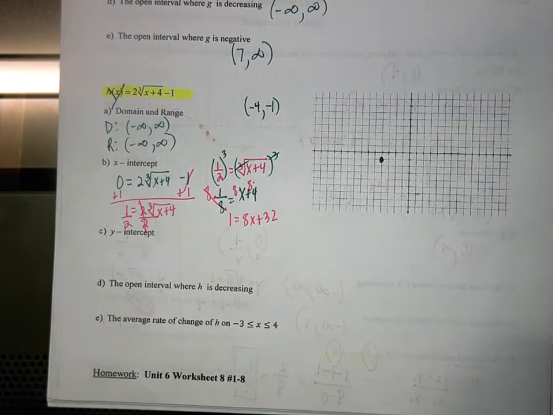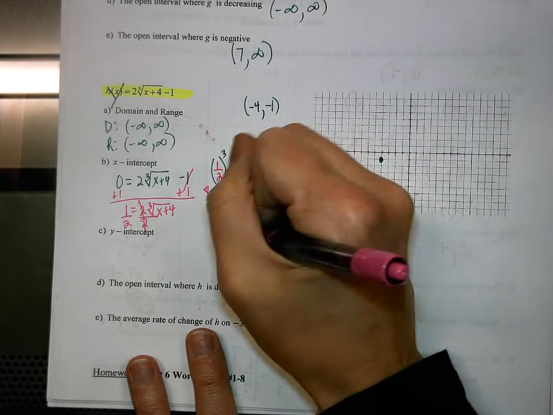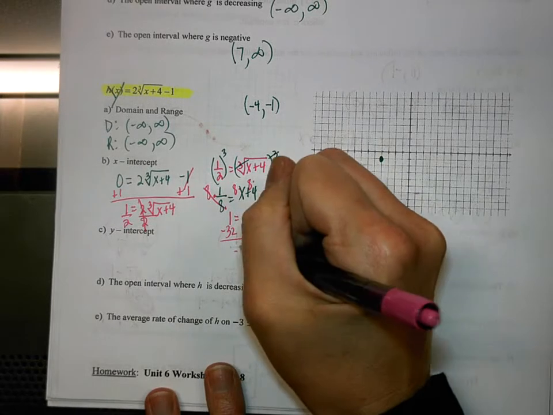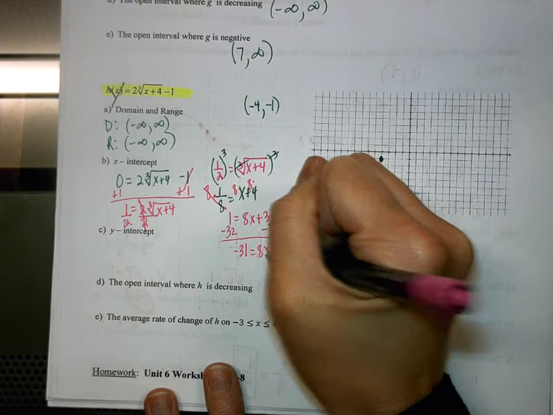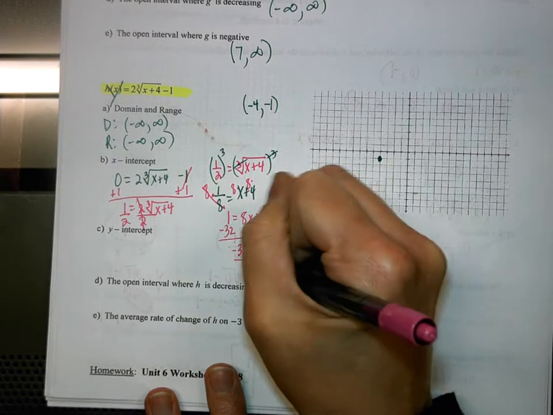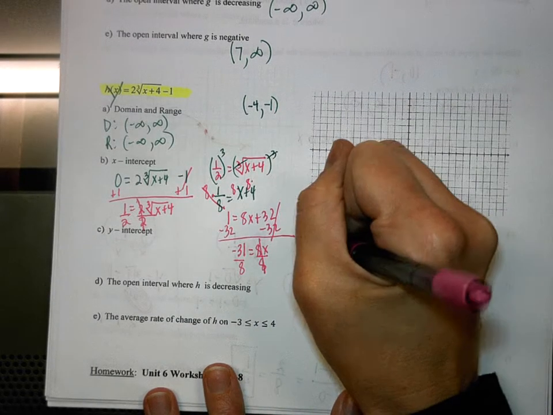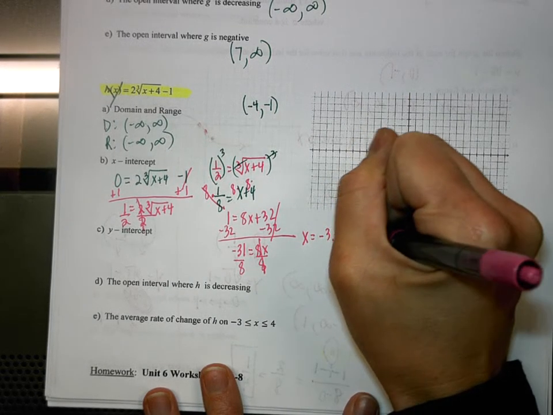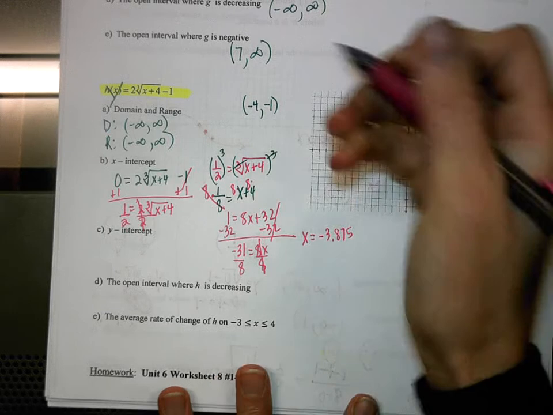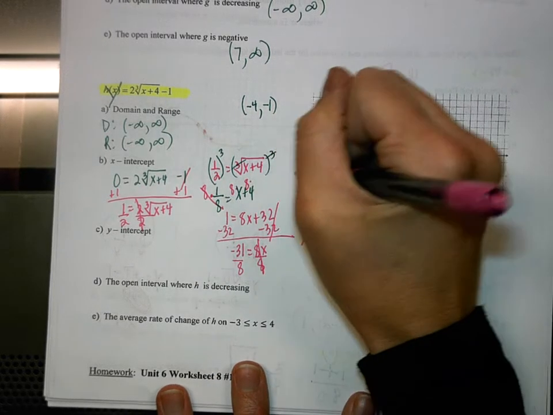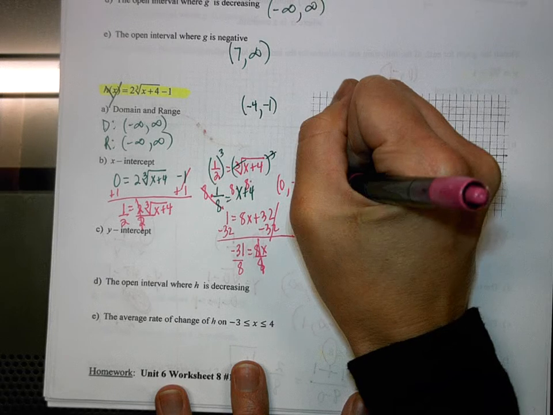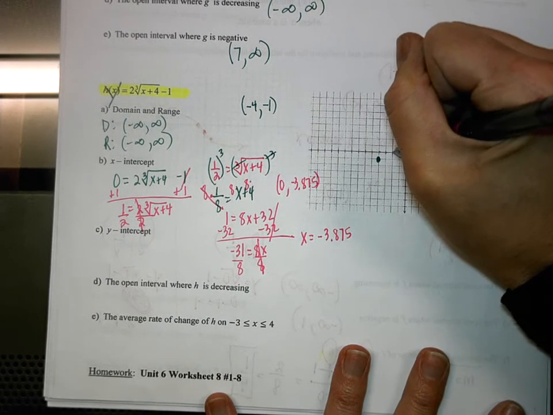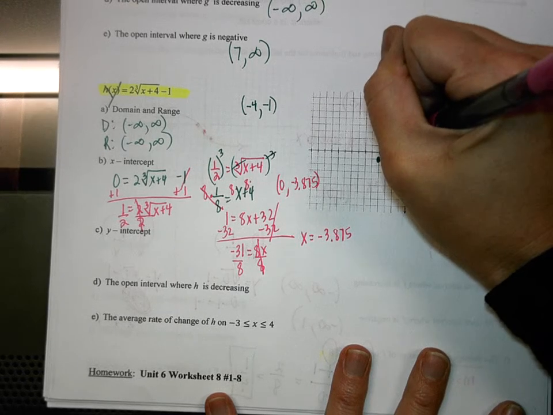In order to solve for x, I would subtract 32 next. 1 minus 32 is negative 31 equals 8x. And last, divide by 8. Negative 31 divided by 8 is negative 3.875. Okay? And so my x-intercept is at (negative 3.875, 0). So negative 3.875, we're just going to put it right in there.